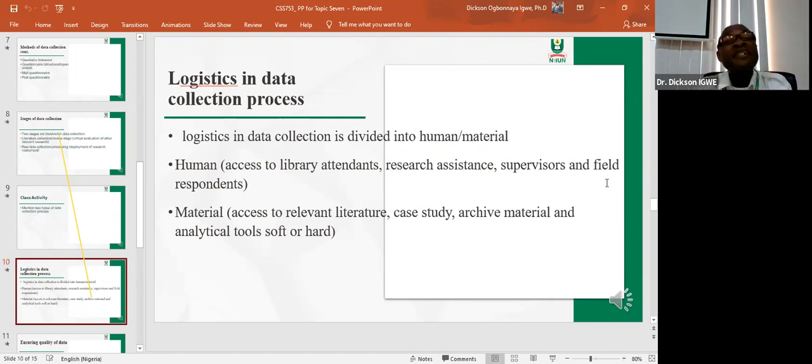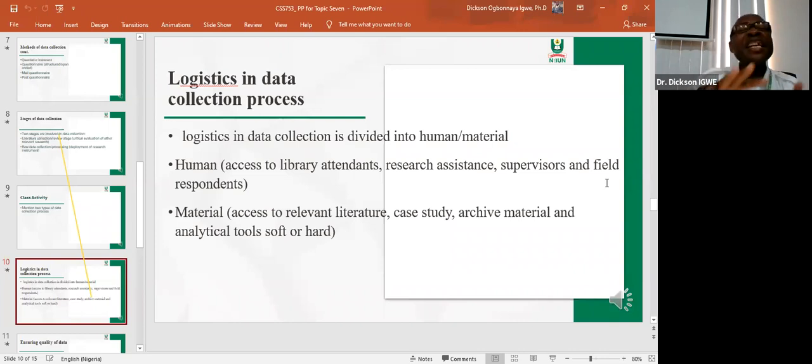Then secondly is the material resource logistics. The material resource logistics is not only about the vehicle you will enter, the motor that will carry you to the research site, research venue, but also your capacity to access a library with relevant literature, a library with a relevant case study. Do you have an archive within your reach that you can get archival materials from? Do you have analytical tools, whether soft or hard, that you will use to analyze your data when they are collected? These are issues of logistics.